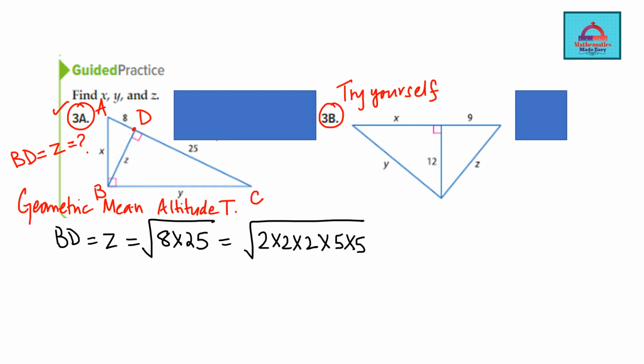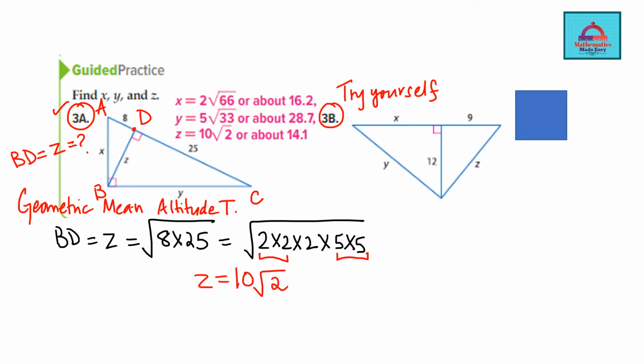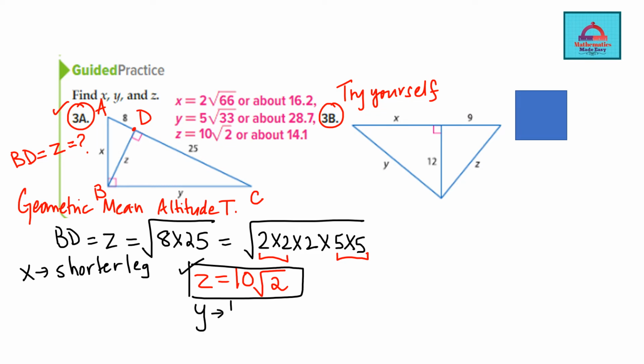So let's take the pairs out. So one 2 will come from here, one 5 will come from here. So that is 10 square root of 2. So you got the length of the altitude, or your Z value. So I'm putting that in a box. Now you know your Z, you need to find X and Y. So X, I'm sure you are able to see, is the shorter leg and Y is the longer leg.